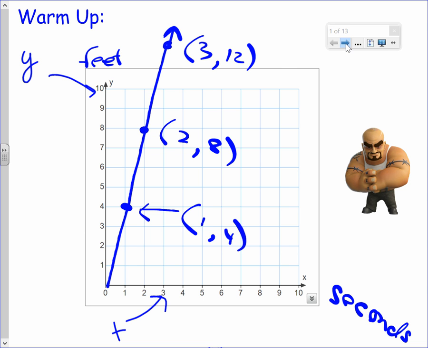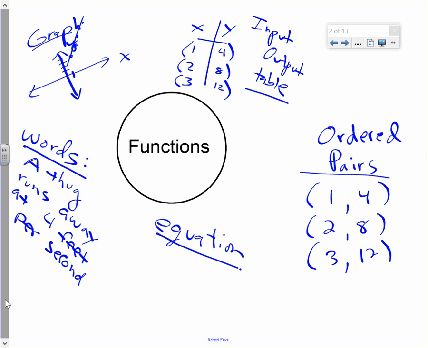Watch this. Y equals 4x. Write that down. Believe it or not, that equation describes a thug running away from the old lady. Y equals 4x. So a function can be represented in 5 different ways.